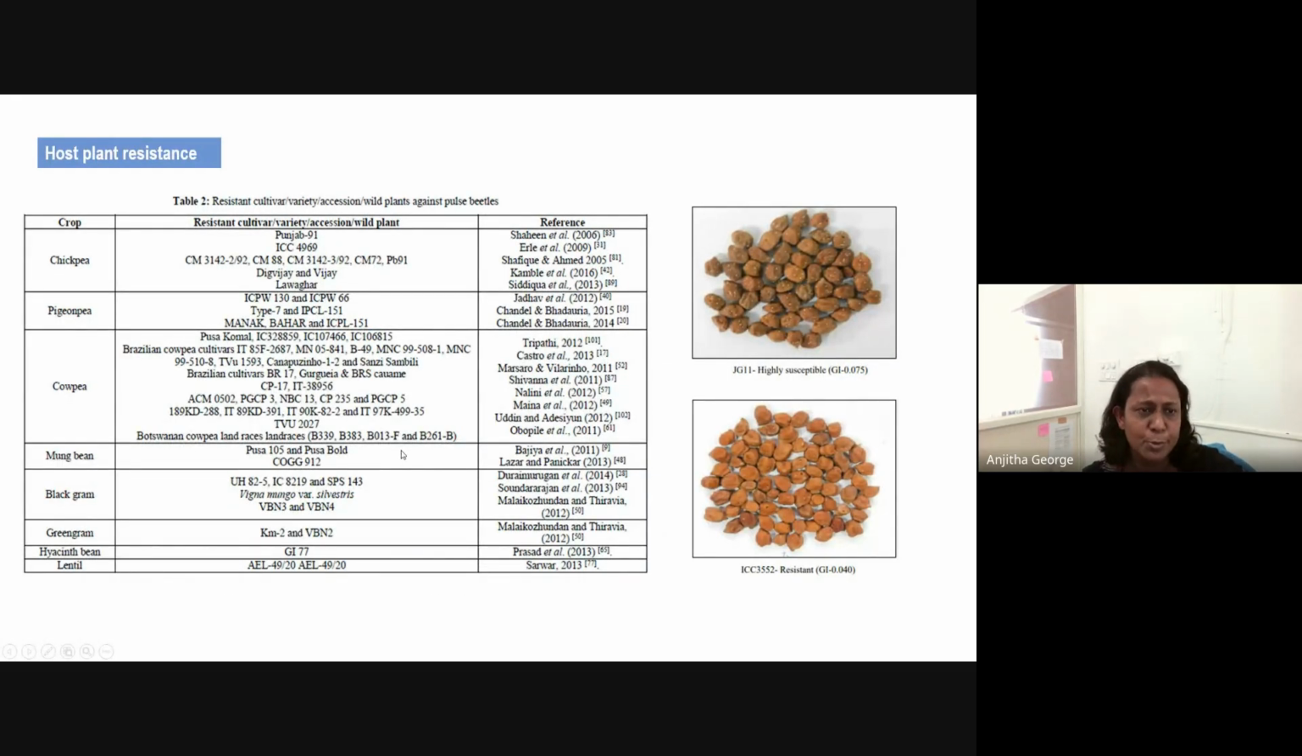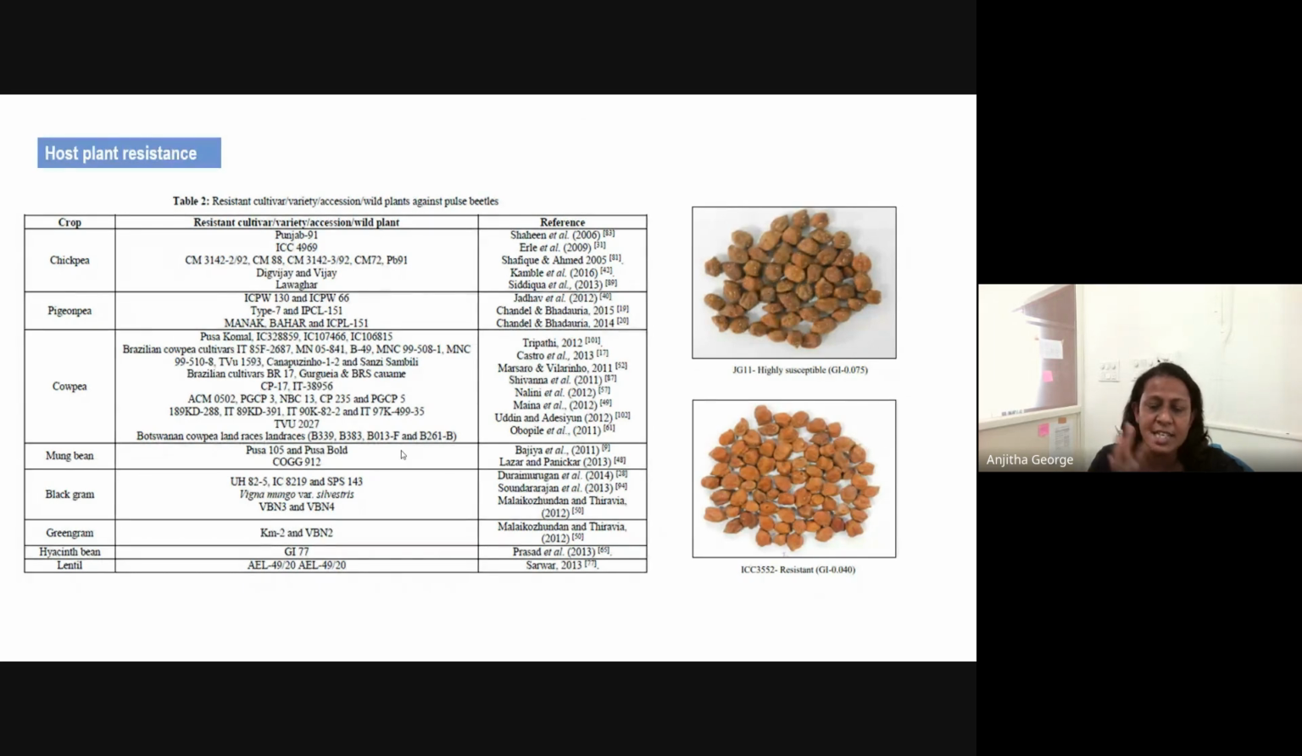Another area we can explore is host plant resistance, and this table is showing some of the resistant cultivars of pulses against pulse beetle. Some of the seed parameters, like the seed coat, whether it is hard or smooth, or having some tuberculations, may make it very hard for the insect to drill, even for egg laying. The seed coat may have a wavy structure, so it is very difficult for the adults to lay eggs.